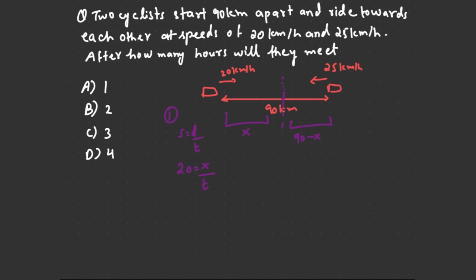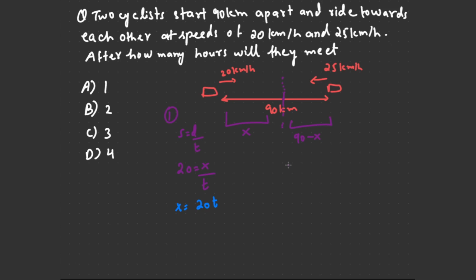There is one thing which I would like to mention here. The time it takes for the cyclist number one to travel from here to here would be the same for the cyclist number two to travel from here to here. It would take them the same time. The distance and speed are different, but they would have the same time when they meet. So x would be equal to 20 times t.